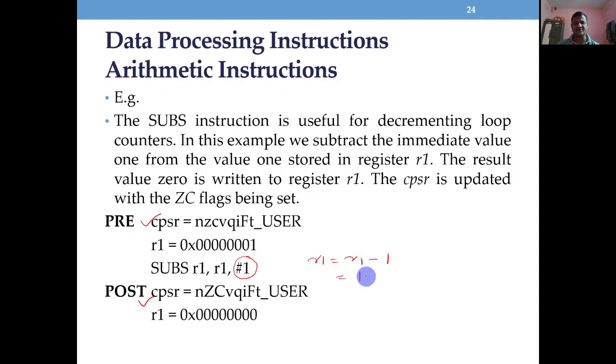R1 content is also 1, and 1 minus 1 gives the answer 0. So it will update only the zero flag bit, because the result we got is 0. That's why the zero flag is set to 1, and after subtraction the result is stored in R1. If you are using the suffix S, then only the flag bits are updated. If you are not using it, it will not update the zero flag; the zero flag remains small z, at logic 0, with no change in any flag bits. If you want to change the flag bits, you have to attach the suffix S.